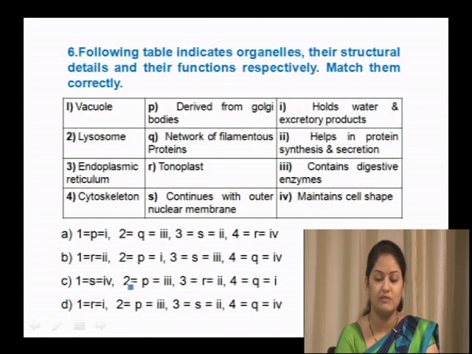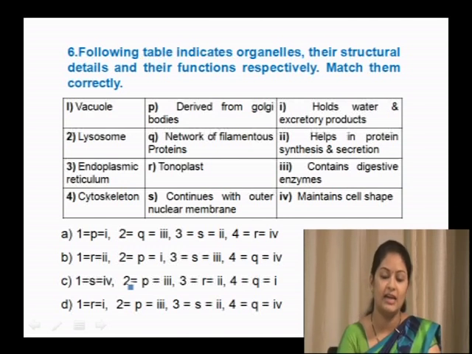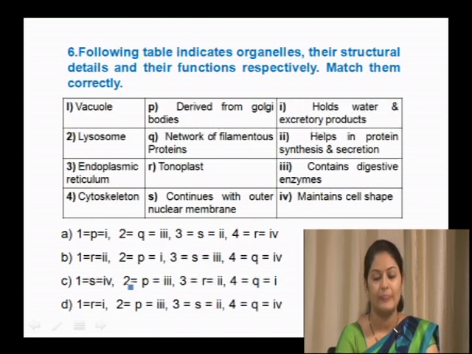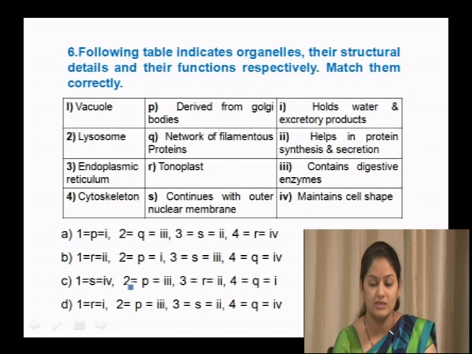And in the middle table we have got, they are derived from Golgi bodies. Next, network of filamentous proteins. Next, tonoplast, and the last one is continues with the outer nuclear membrane. And in the last column we have got the functions. The first one goes like this: holds water and excretory products.